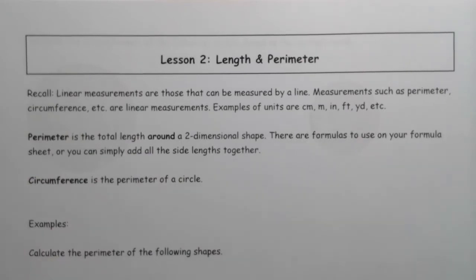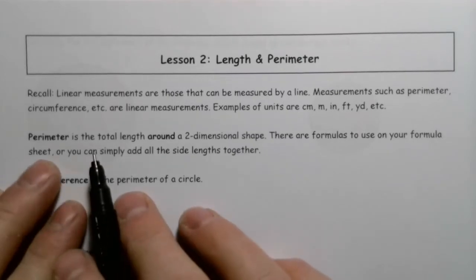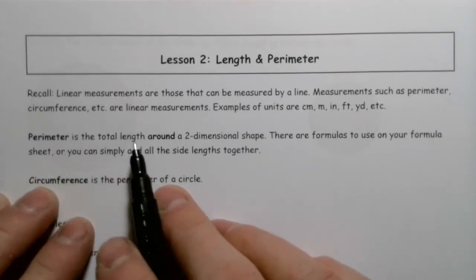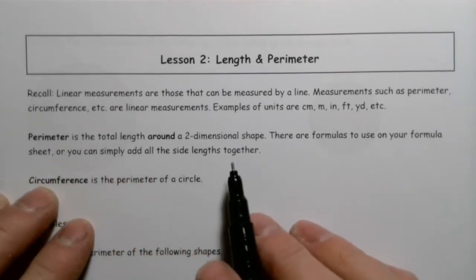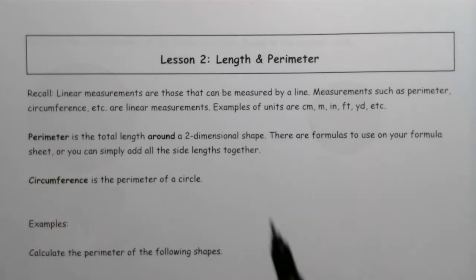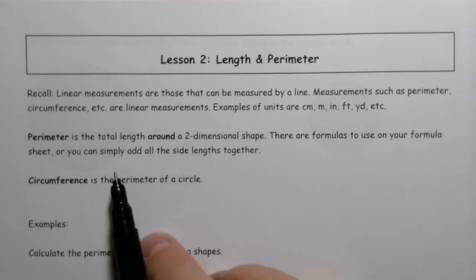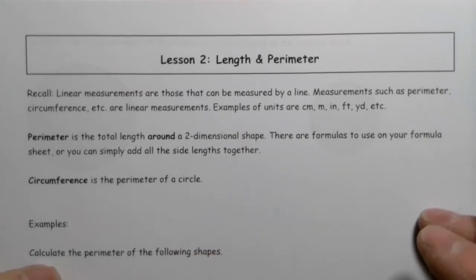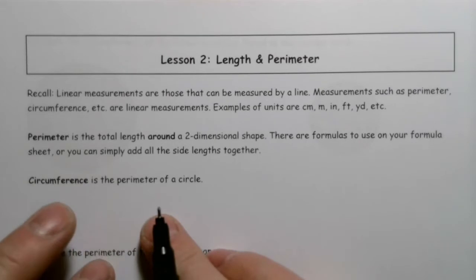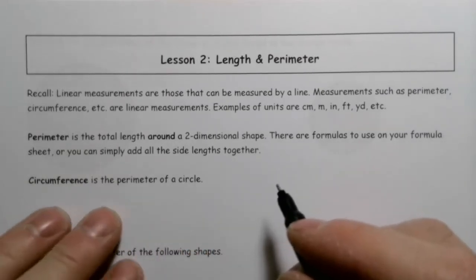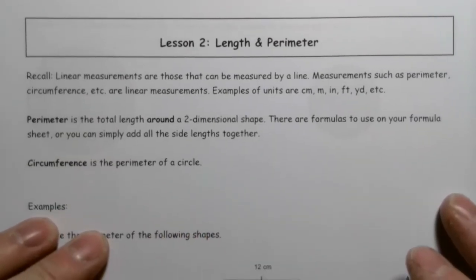Just these linear measurements. And so again, just to repeat, the perimeter is the total length around a two-dimensional object. You're going to have some formulas on your formula sheet, but quite honestly, when it comes to perimeter, you just add the sides together. Unless you're talking about a circle, in which case that's a little bit different. And there are a couple of formulas you're going to use here.